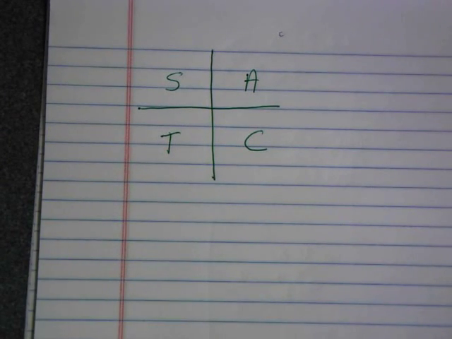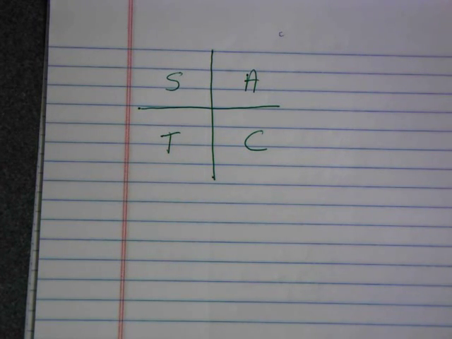Here's a very famous chart that you always see in trigonometry. Anybody know what this very famous chart stands for? All right, so what's the A stand for? A is all, S is sine, T is tangent, and C is cosine. Now what does it mean?